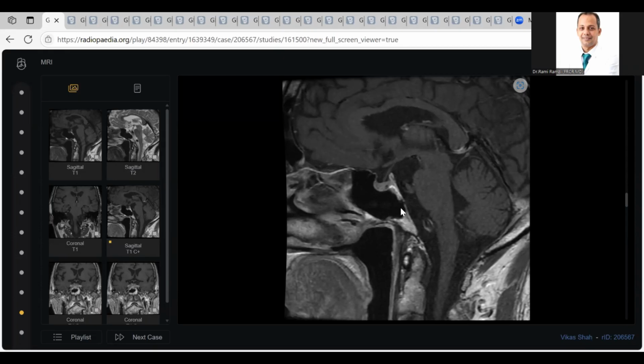Okay, excellent. So conclude the whole case. Sir, the constellation of findings of pituitary microadenoma, parathyroid adenoma, and pancreatic islet cell tumors are in keeping with MEN syndrome. Thank you so much, doctor. This is a fantastic case scenario.